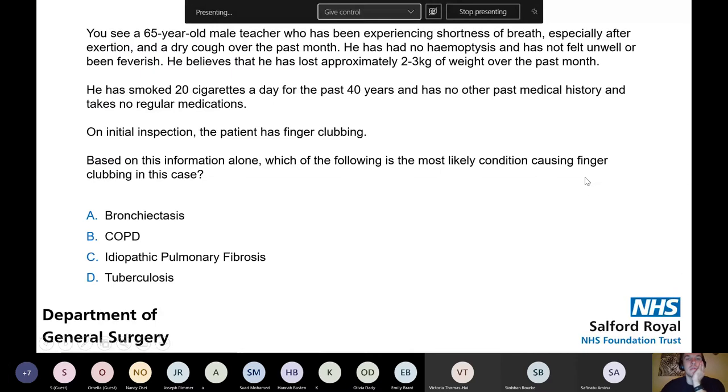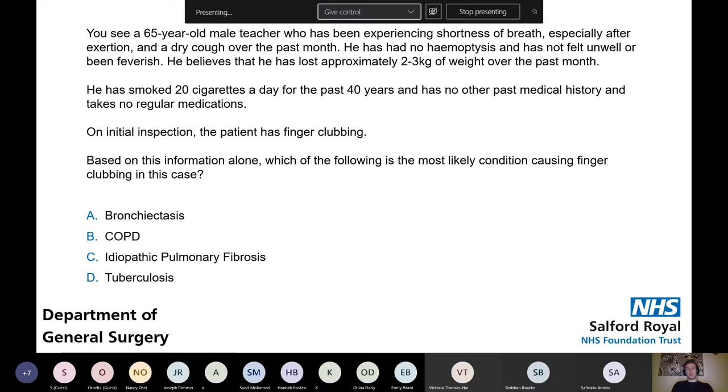So you see a 65-year-old man who has been experiencing shortness of breath, especially after exertion, and a dry cough. He's not coughing up blood. He's not feeling unwell. Doesn't have a fever. Lost some weight. He smokes 20 a day for the past 40 years. No other medical history. And he has clubbed fingers. So I'll give you a minute to look through this, because it's not a straightforward question. We're thinking about finger clubbing. So which of these conditions, based on this history, has led to that presentation?